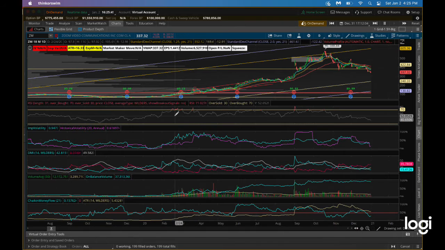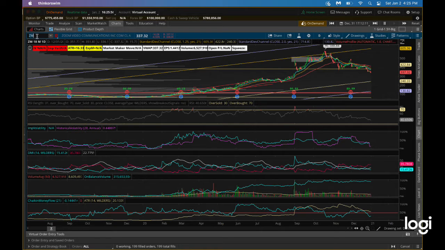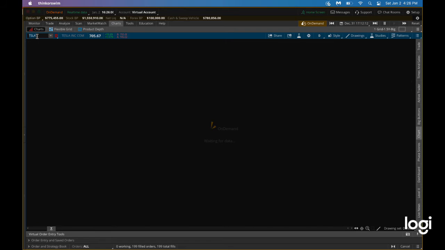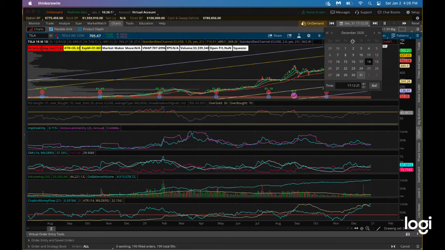Let me go here. I'm in the thinkorswim platform. Let's first look at Tesla for our bullish strategy. As you can see, let me go back to the Tesla chart here, and also quickly let me go to a previous date here, 8/12.